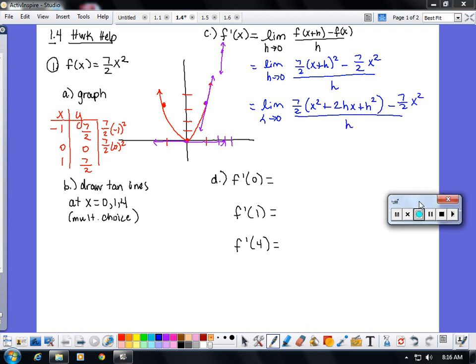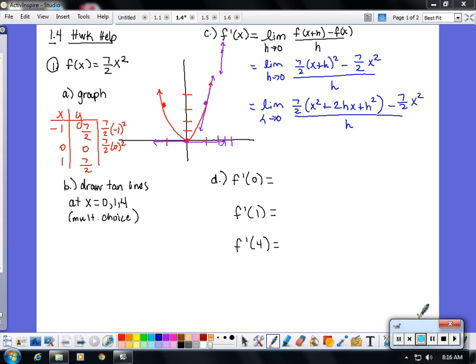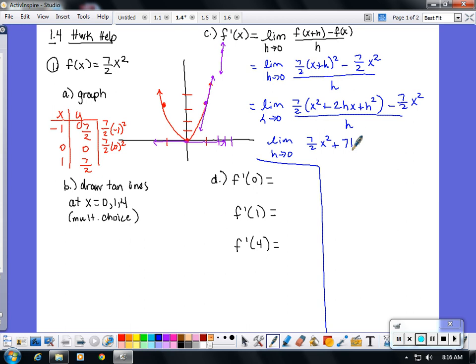Right now the biggest issue is that h, because when you plug in 0, you're getting 0 on bottom. Limit, h approaches 0, 7 over 2 x squared plus, distribute 7 halves to 2hx, the 2's are going to cancel, 7hx plus 7 over 2 h squared minus 7 over 2 x squared, still all over h. So right there I just distributed. And now you can cancel out things that are common. These are gone.